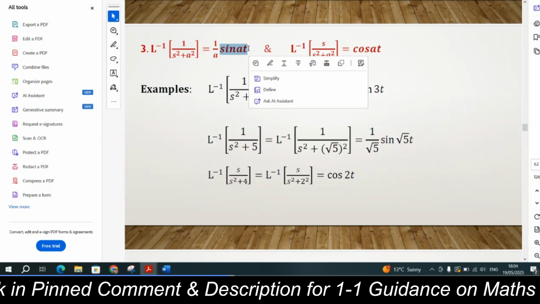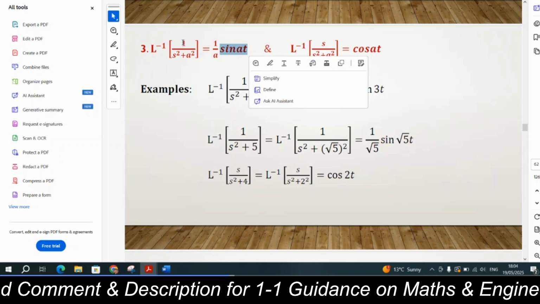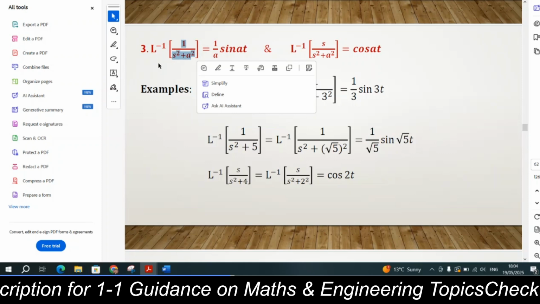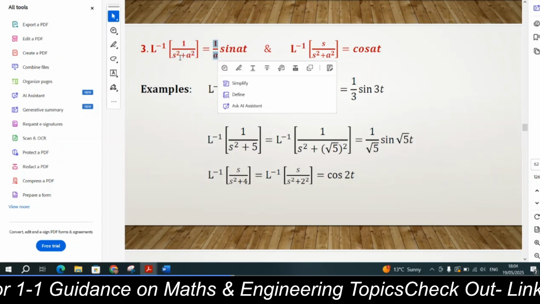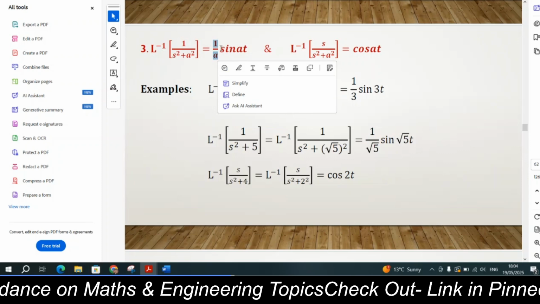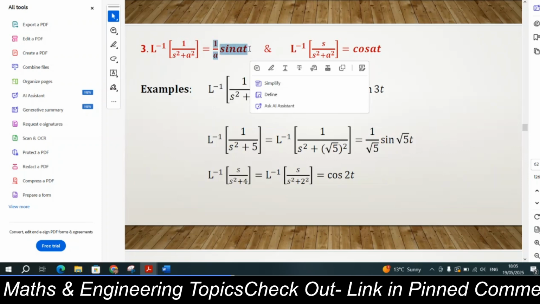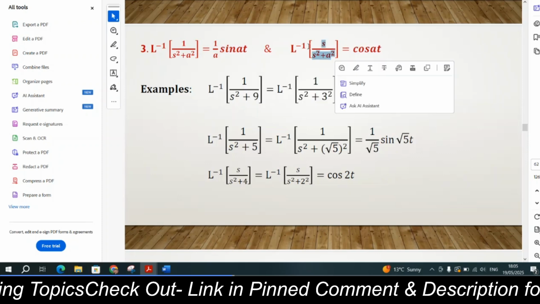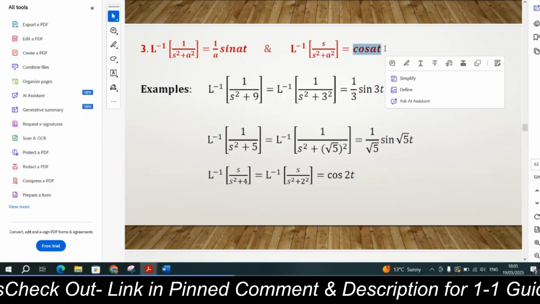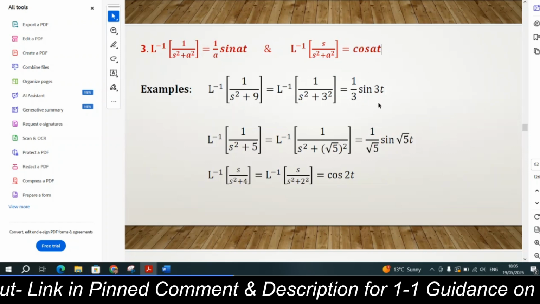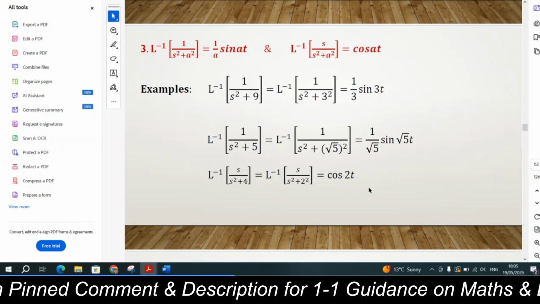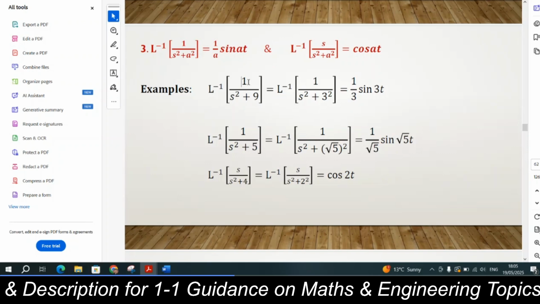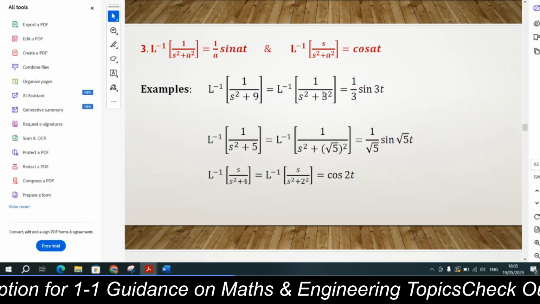Now we know the Laplace transform of sin at is a upon s square plus a square, where a is a constant. If you just have 1 over s square plus a square, this is as good as 1 upon a times a upon s square plus a square. The a in the denominator remains as it is, and the inverse Laplace of a upon s square plus a square becomes sin at. Similarly, for cos at, the Laplace transform is s upon s square plus a square, so the inverse Laplace of this becomes cos at. Is that clear? These are the examples given.